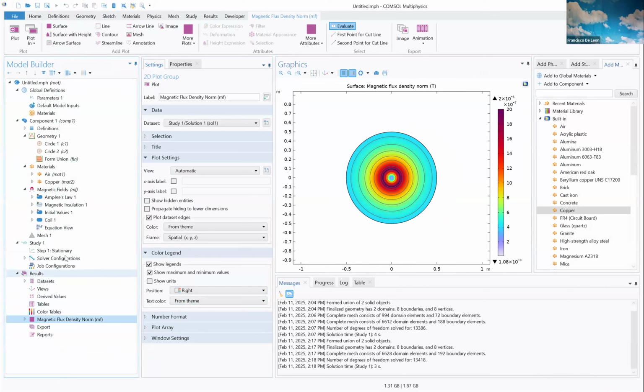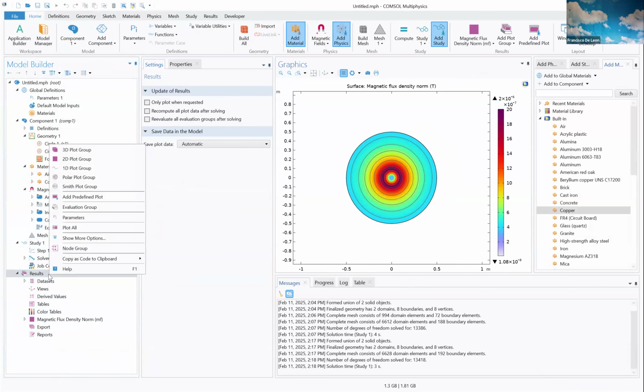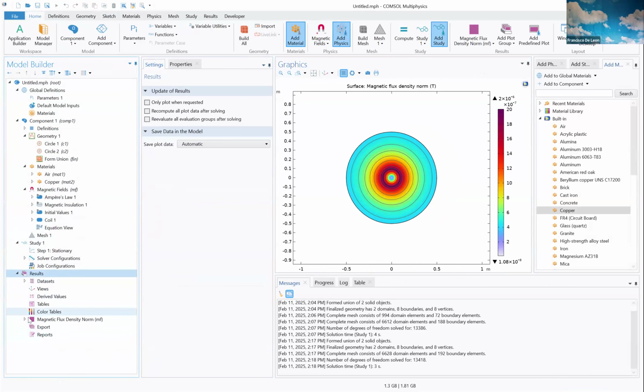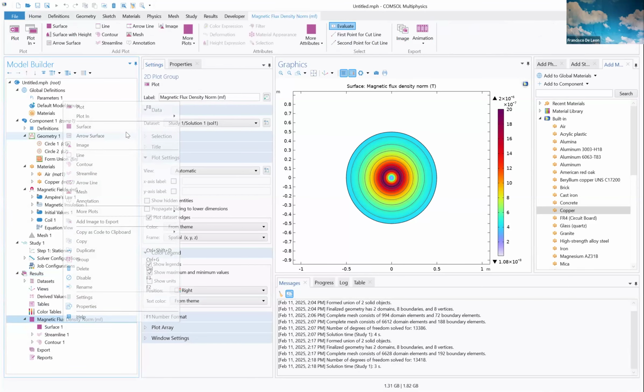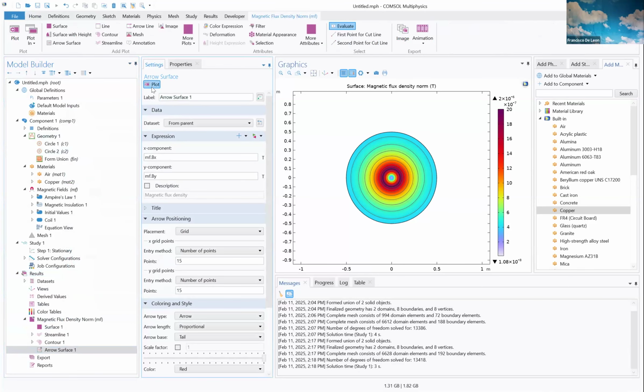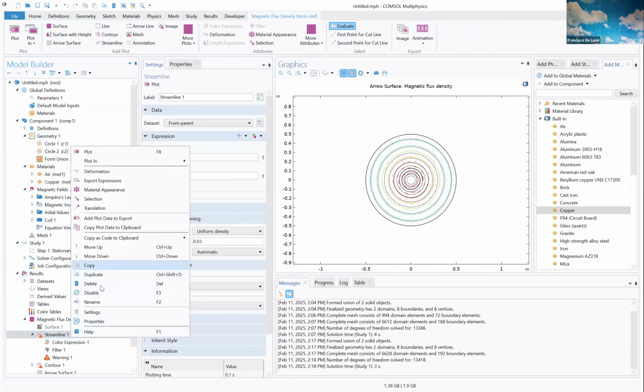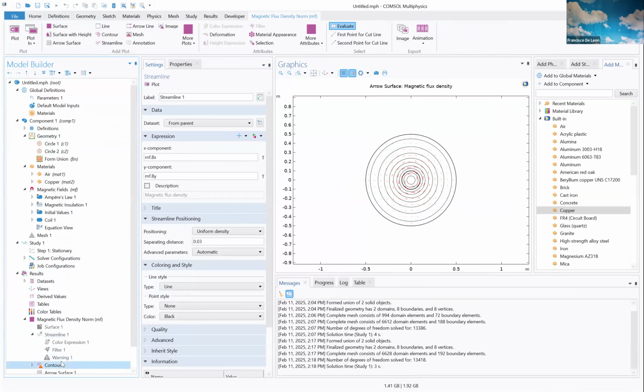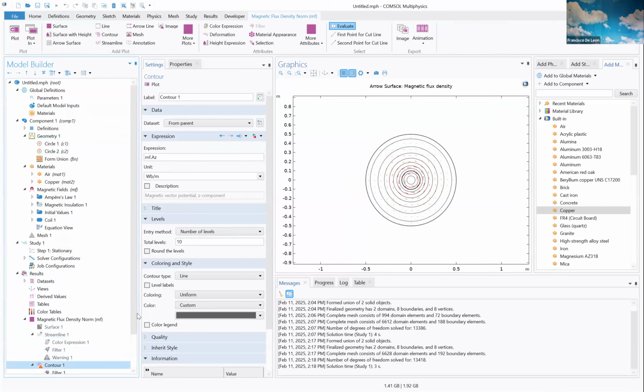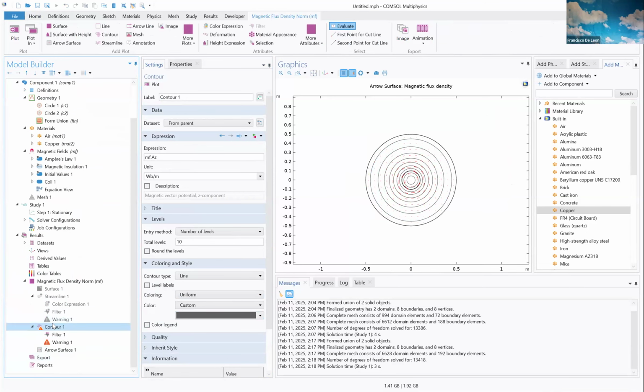If you want to see the magnetic fields, I want to see the arrows. Only arrows matter. In this, just right click it, surface arrow, and then plot. And just disable this thing. Disable. These are the arrows.